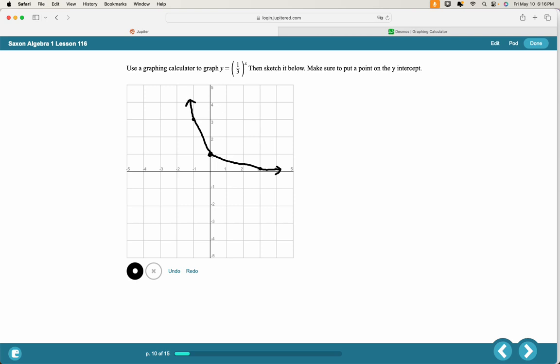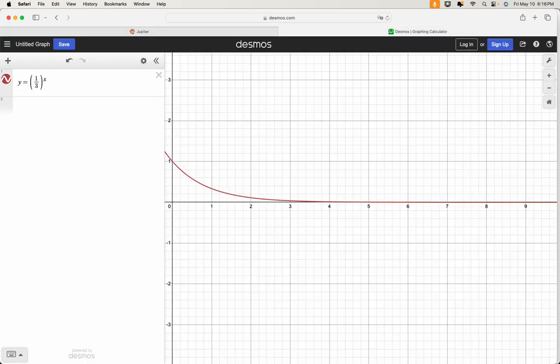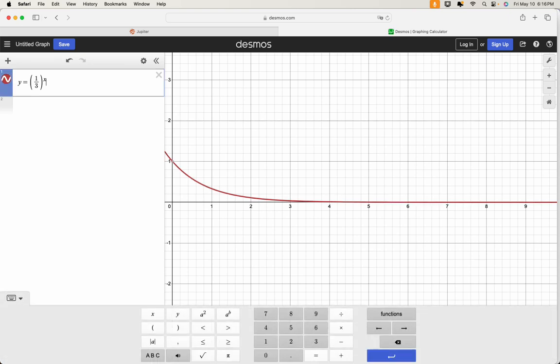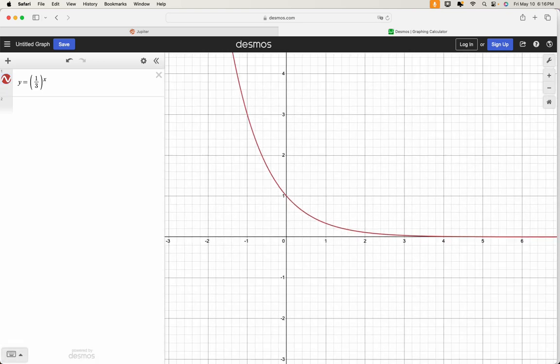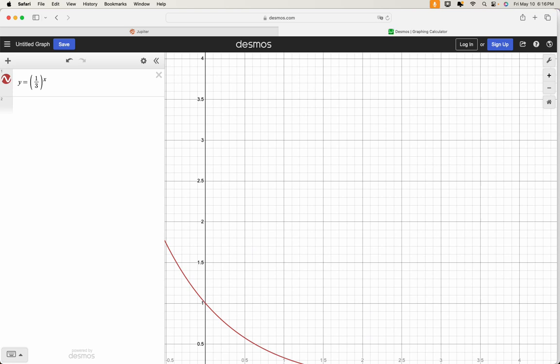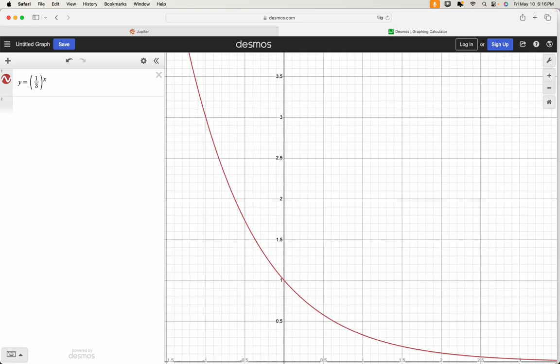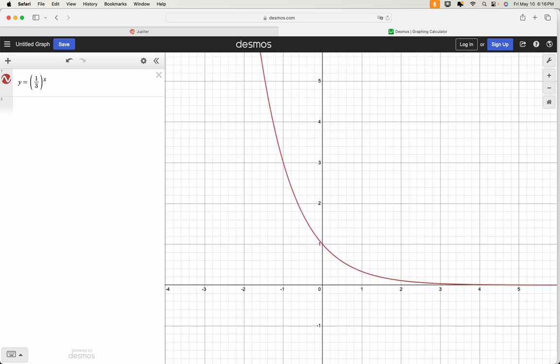So this is my y-intercept. Make sure you have the point on the y-intercept. So that's how you use the graphing calculator to tell you how to graph these exponential equations. You just type it in, just like that, using the little keyboard that it gives you, and then you just have to copy it. That's all you have to do. And you can drag it around, zoom in, zoom out, until you see what you need to see.